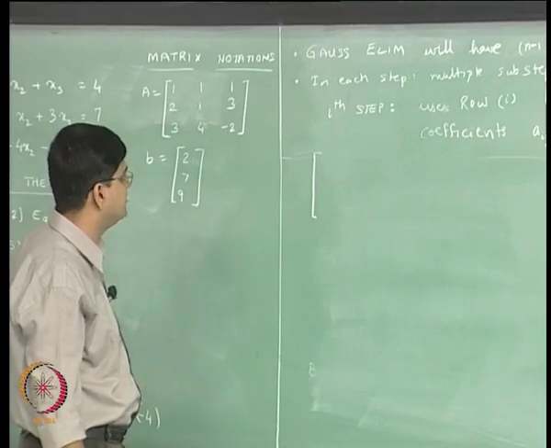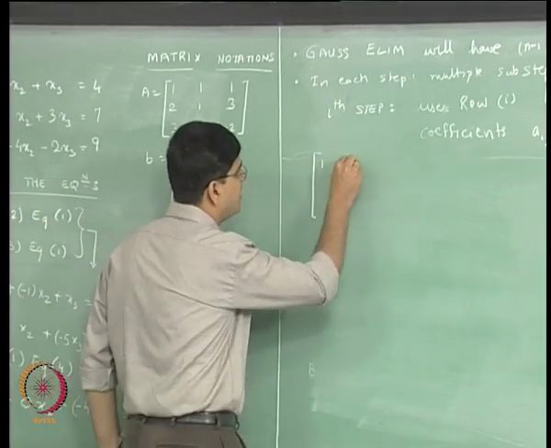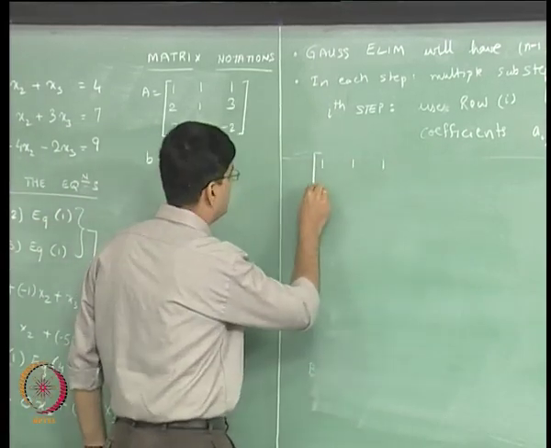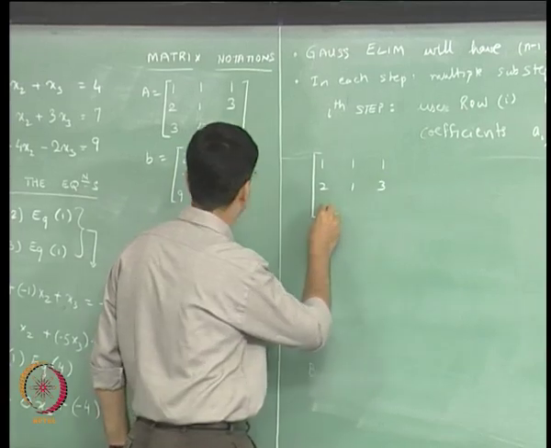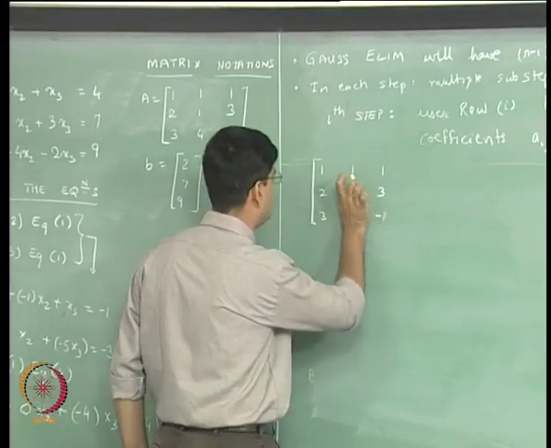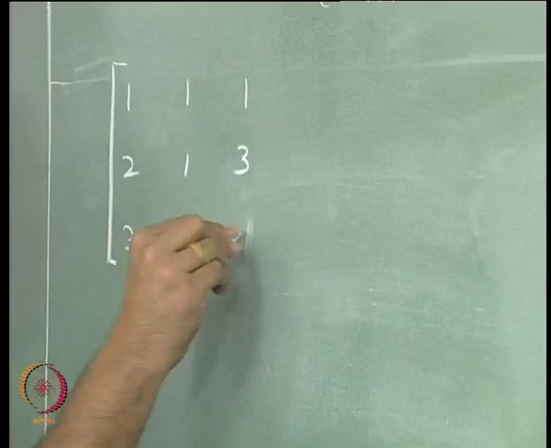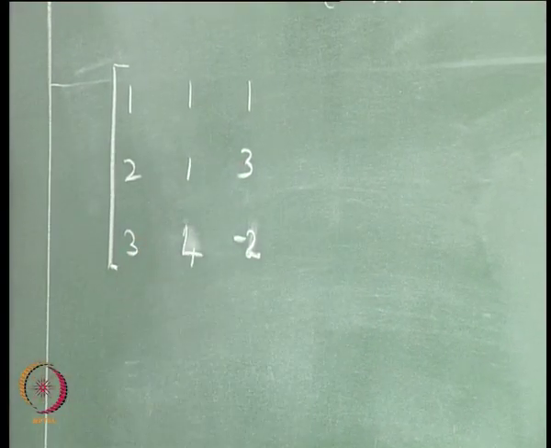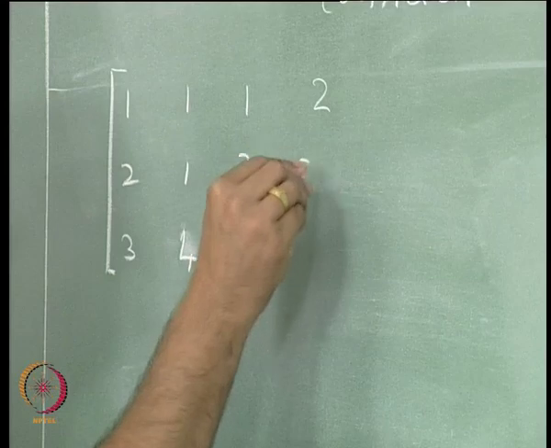or the 0th step, is to construct the augmented matrix AB, which will be 1 1 1, 2 1 3, 3 4 minus 2, and our B is 4 7 9.